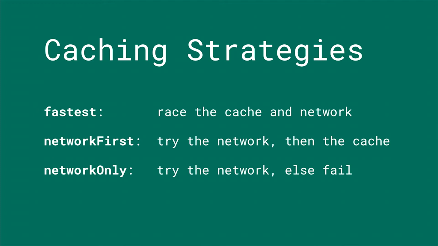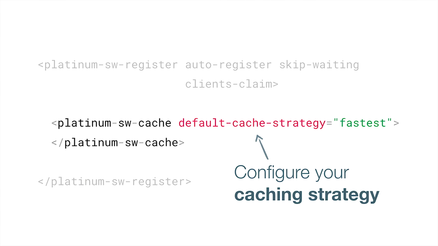So for my app, I'm going to opt for the fastest approach because I think it's OK if the user's getting slightly stale content, so long as they're getting something and they're getting it really fast. And I can use the default cache strategy to just configure my cache to use that. But I'm not limited to dynamic caching.